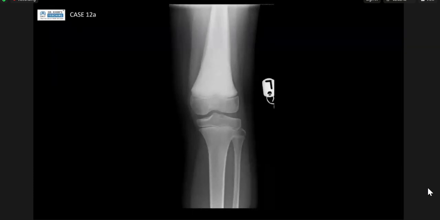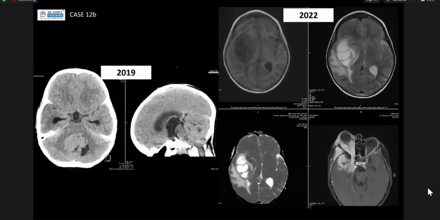And then osteopetrosis. But if I told you that this is the patient's brain imaging, what would you say? I see a fourth ventricular mass and then a solid cystic lesion here, and is it neurofibromatosis? No. Some form of phakomatosis. No, the orbit is involved.